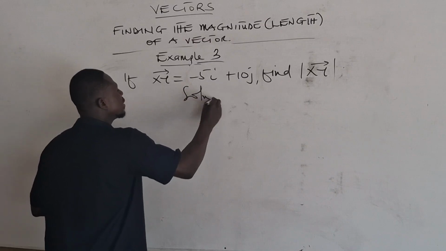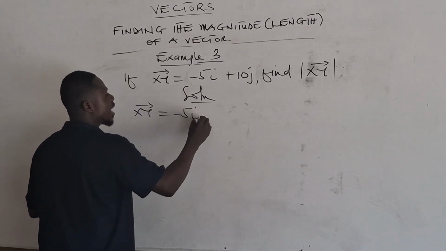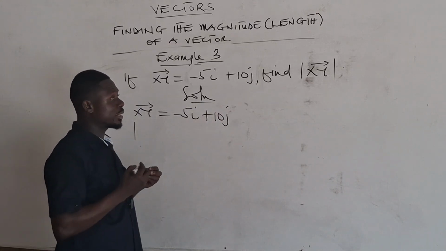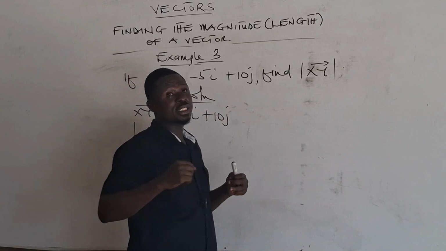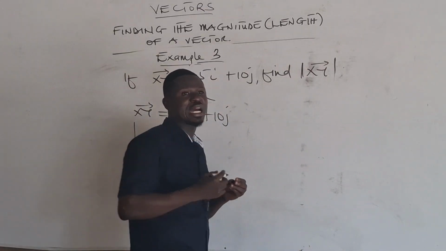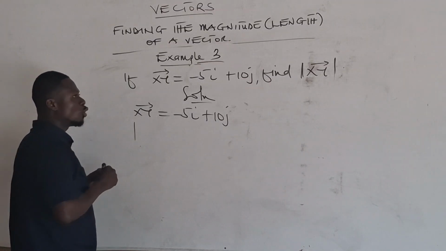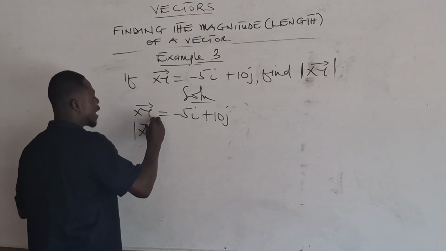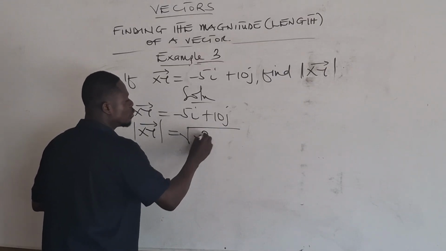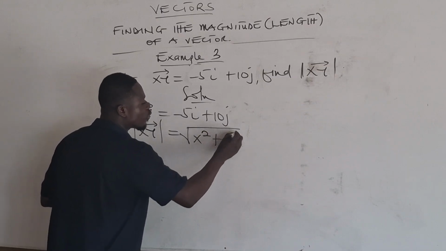So quickly, we have xy to be negative 5i plus 10j. To find the magnitude, I said in the definition that at times you don't see the word magnitude, but you see the absolute form of the vector. It means that we are finding the magnitude, the distance, or the length of the vector. So let's look at how to go about this. The formula says in a square root, add the square of x and the square of y.